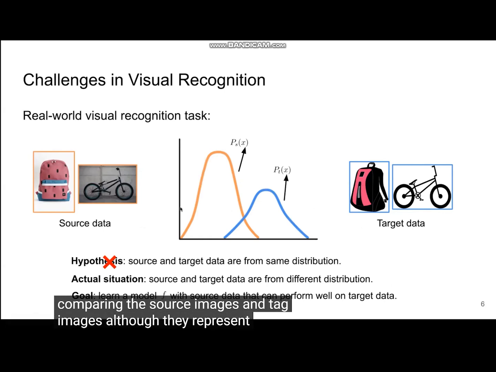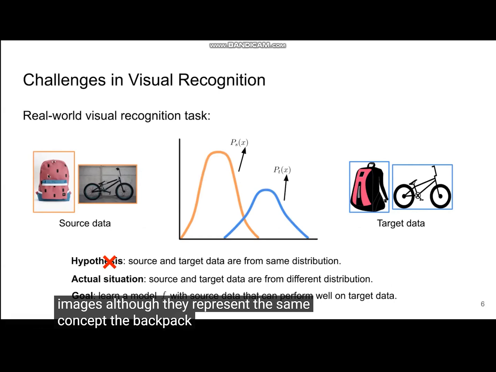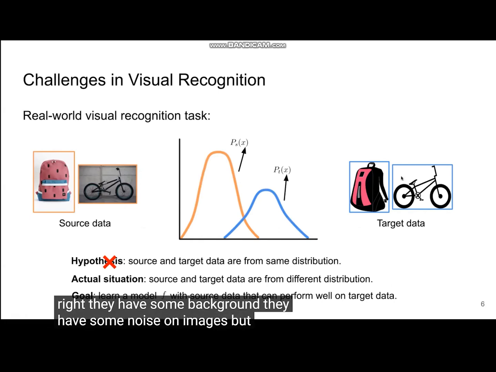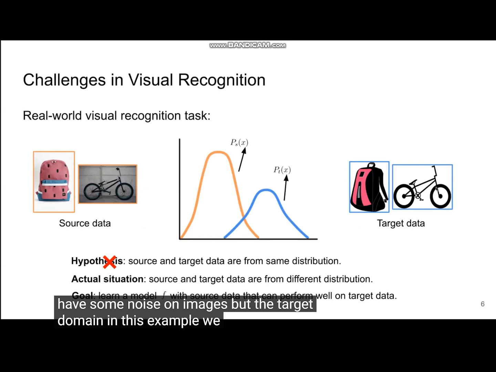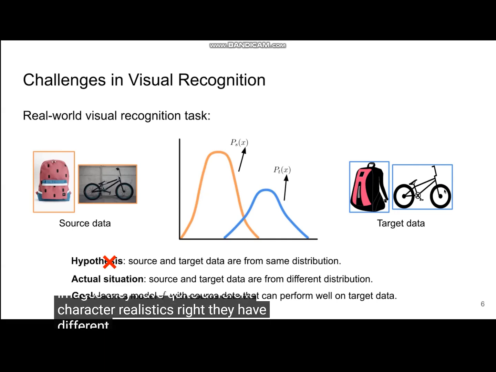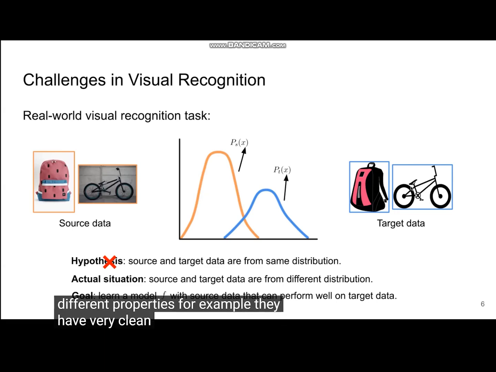Although they represent the same concepts, the backpack and the bicycle, the source images are from the real world. They have some background and some noise. But for the target domain, in this example, we have images for the same visual category, but they have quite different characteristics and properties. For example, they have a very clean white background, and this is an icon, not a real bicycle. Although they are similar and represent the same visual concept.